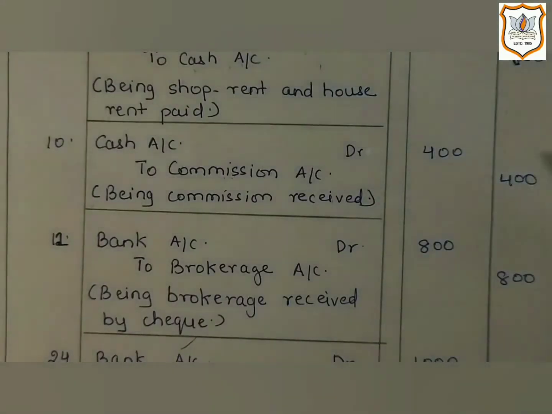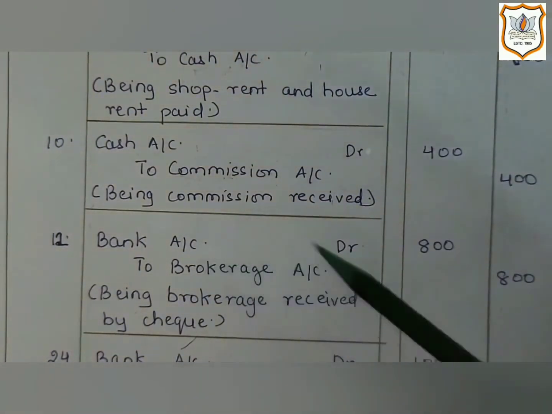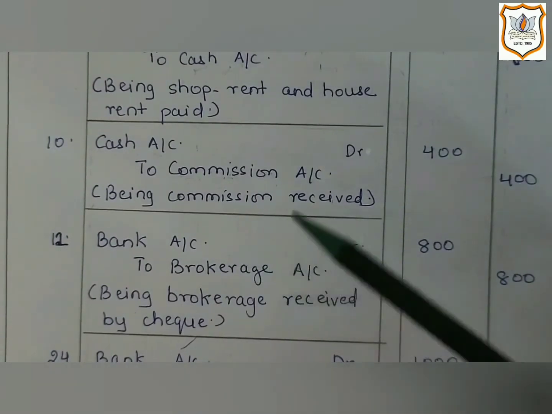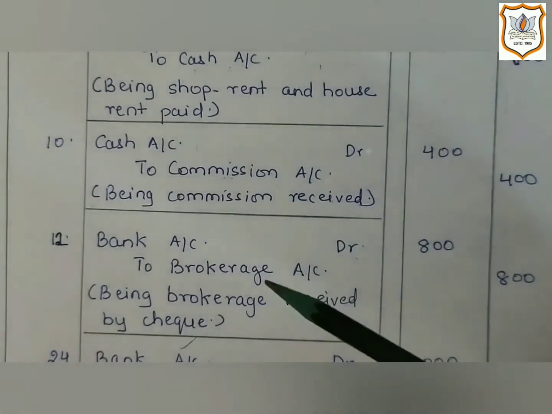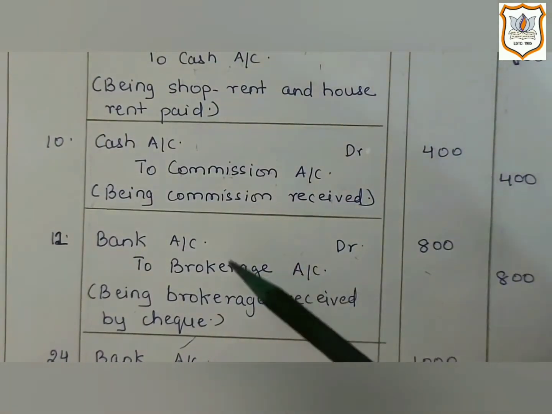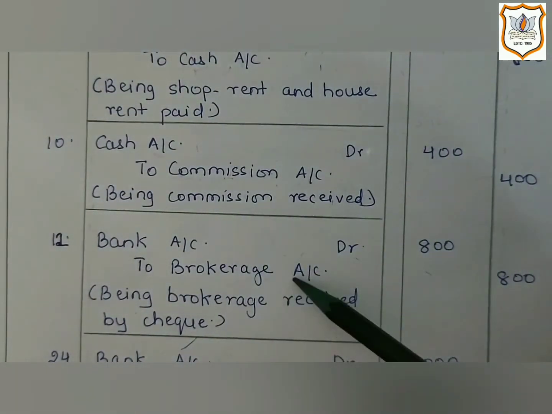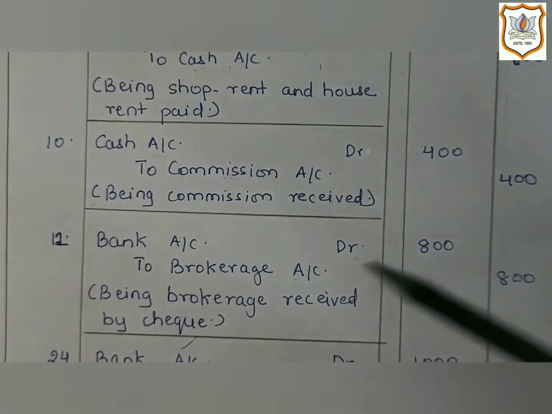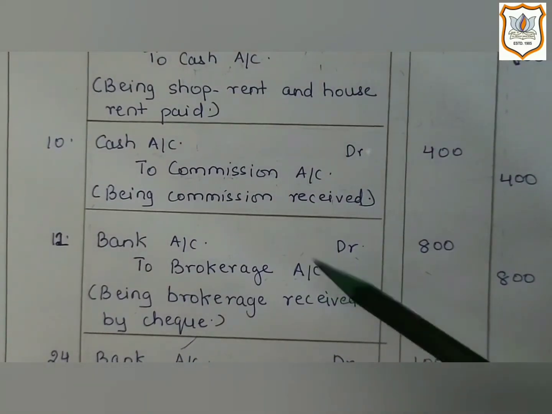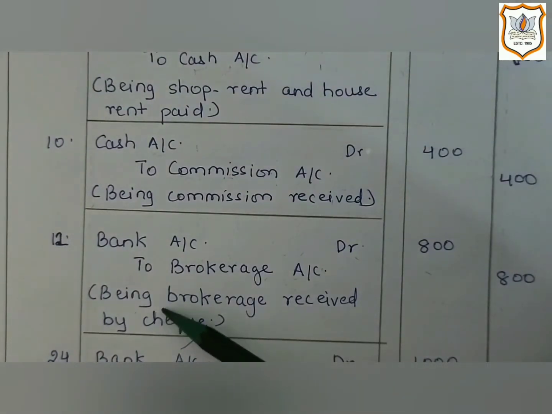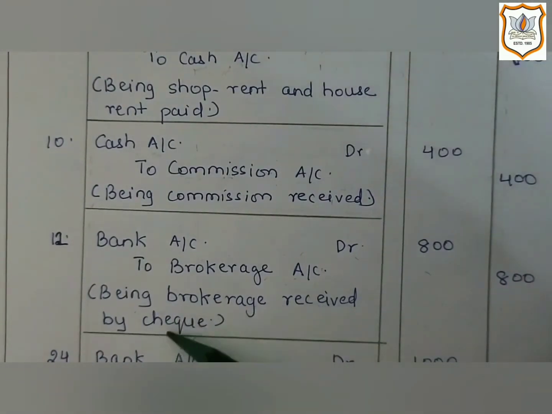So here is the journal entry for this transaction. Here bank account will be debited, as here bank is the receiver. We are receiving the amount of brokerage through check. So as per the rule of personal account, bank account will be debited. Then as brokerage is an income for the business, that's why brokerage account will be credited as per the rule of nominal account, which says credit all income and gains. Then we will write narration, being brokerage received by check.